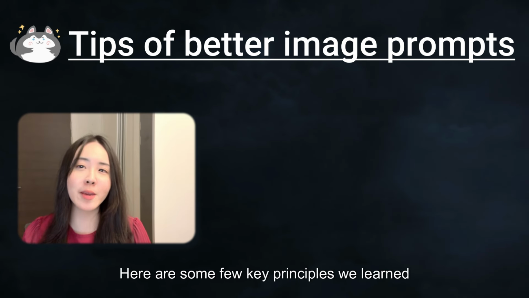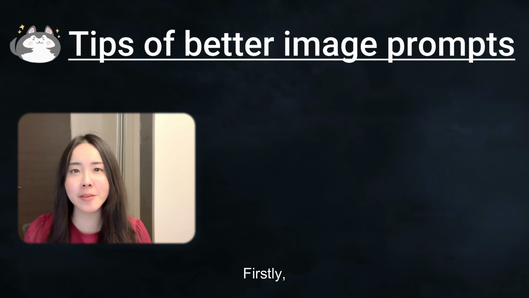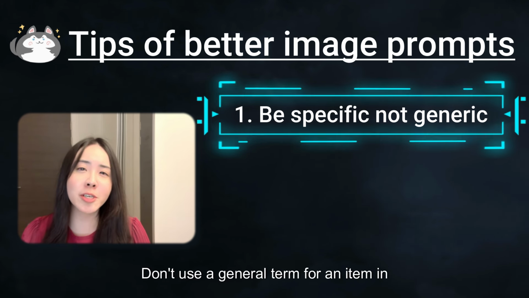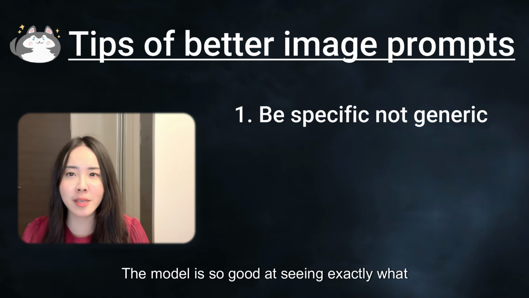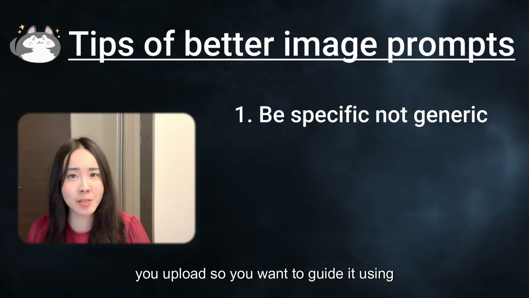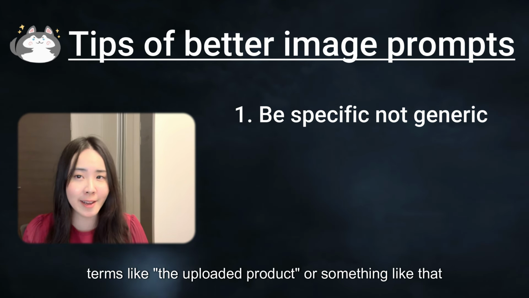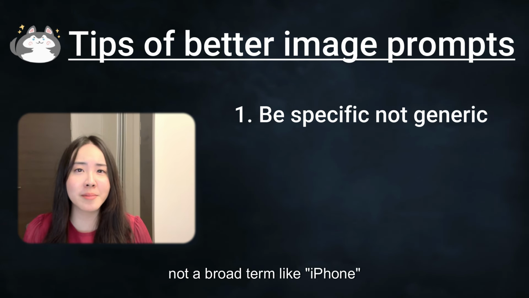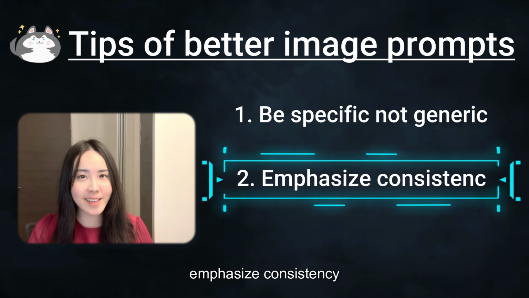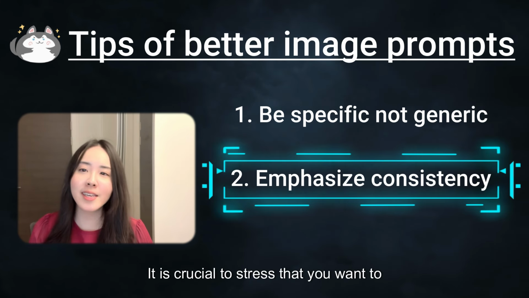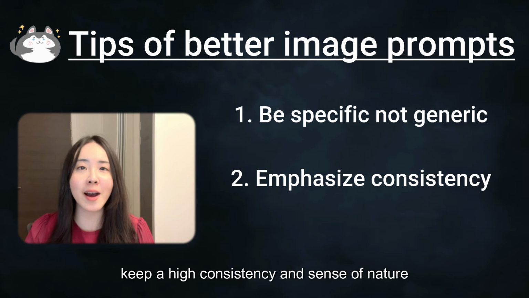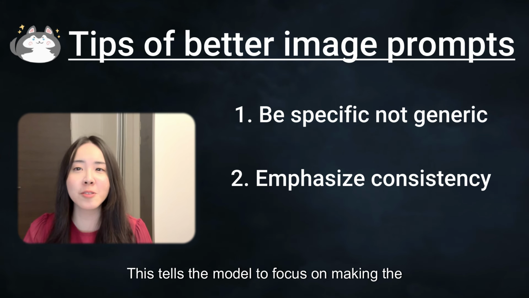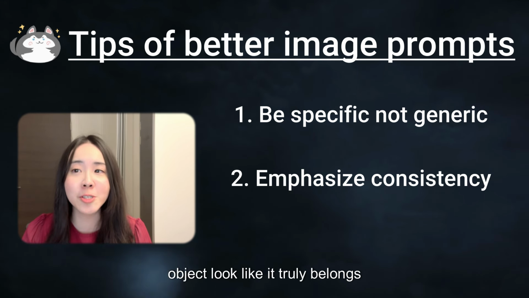Here are some key principles we learned through a lot of trial and error. Firstly, be specific but not generic. Don't use a general term for an item in this prompt. The model is so good at seeing exactly what you upload, so you want to guide it using terms like the uploaded product or something like that, not a broad term like iPhone. Secondly, emphasize consistency. It is crucial to stress that you want to keep a high consistency and sense of nature in the final output. This tells the model to focus on making the object look like it truly belongs in the new scene.